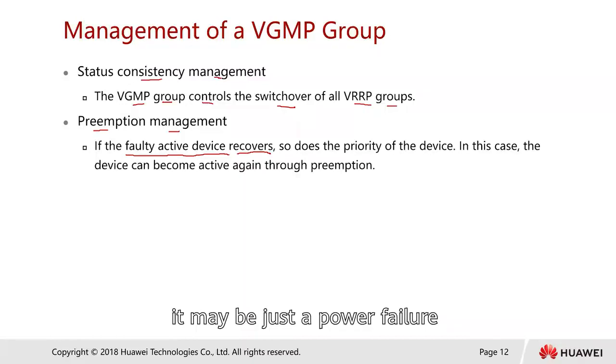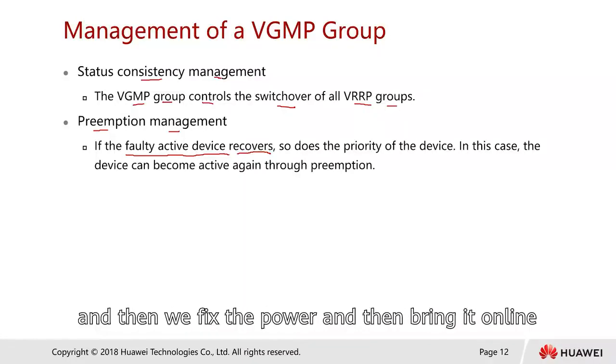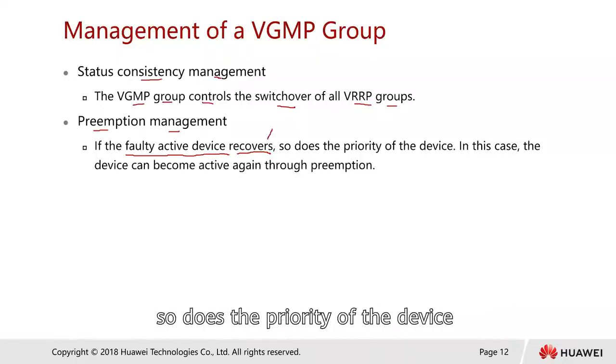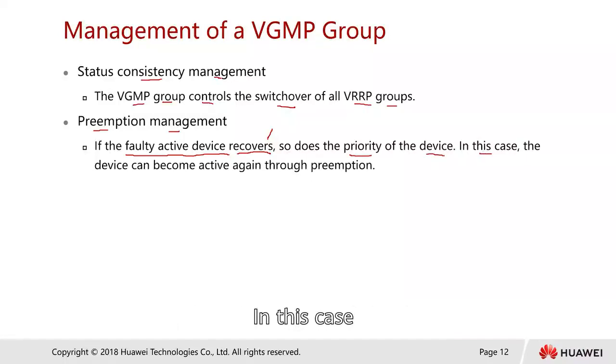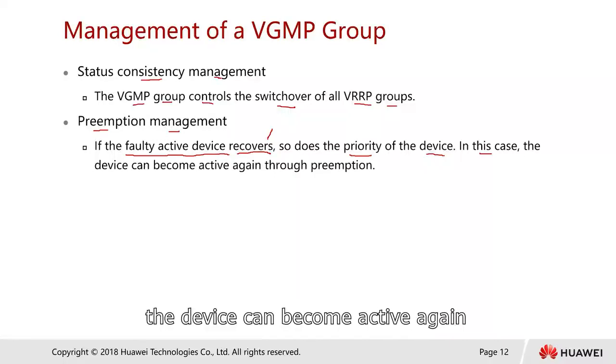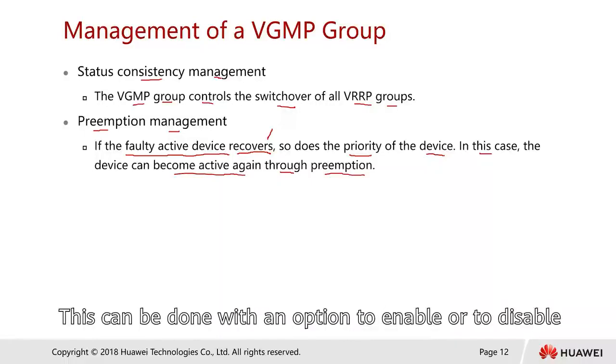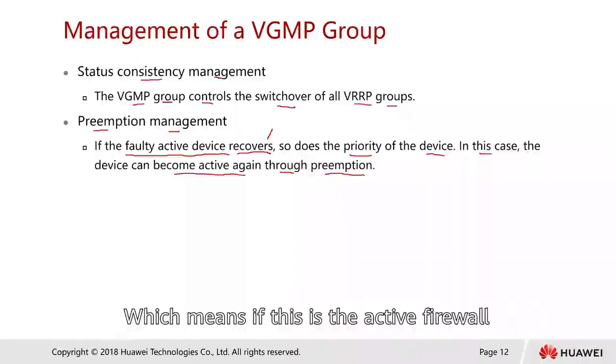it was just a power failure, and then we fix the power and bring it online, so the active device is now back online, and so is the priority of the device. In this case, the device can become active again through preemption. This can be done with an option to enable or disable.